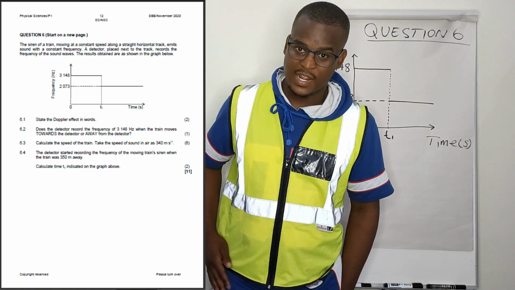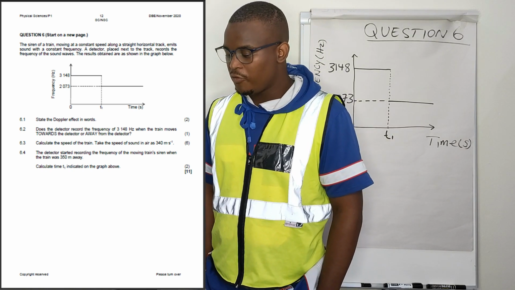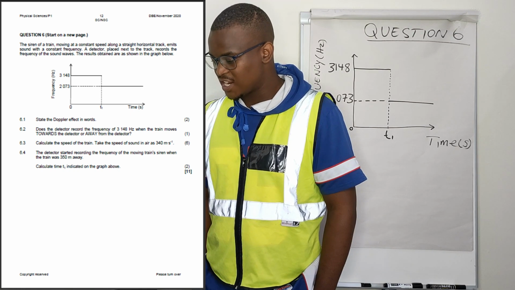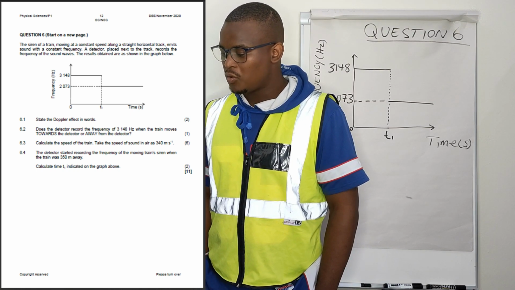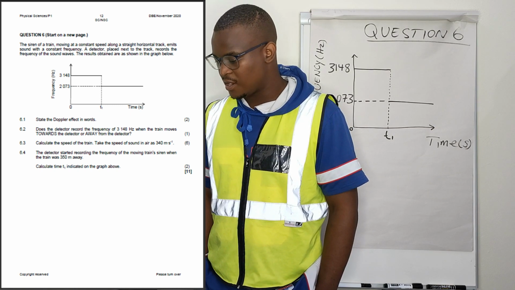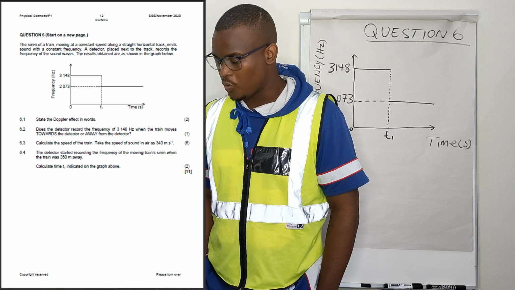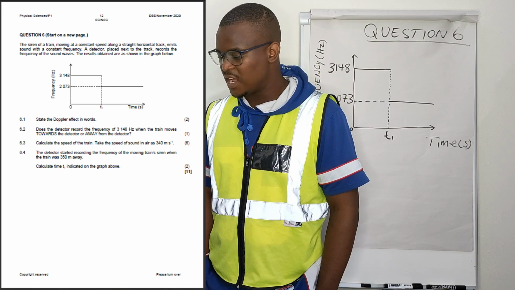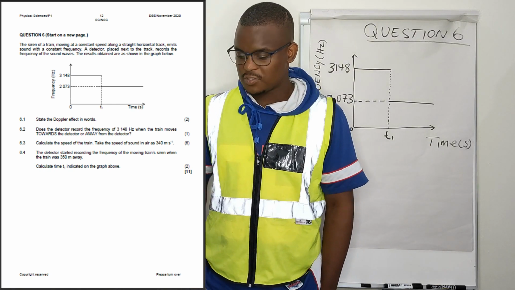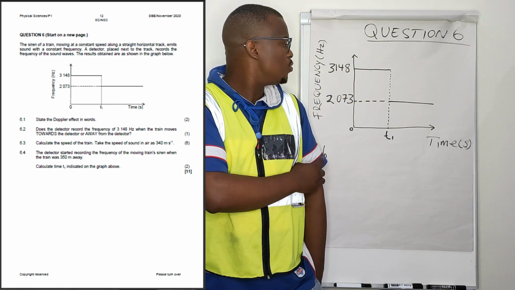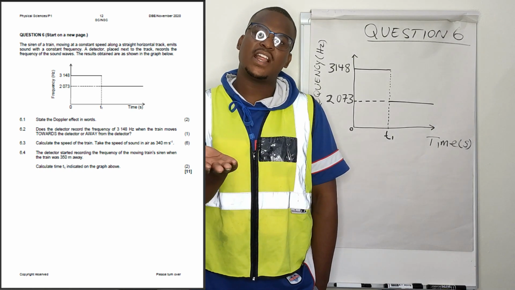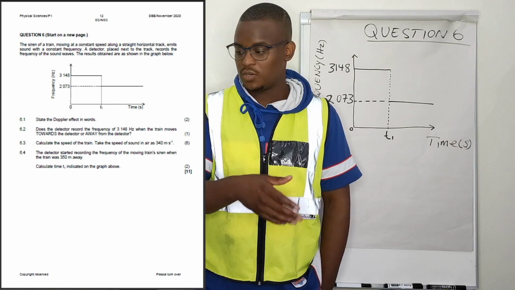So I will read the statement again. The siren of a train moving at a constant speed along a horizontal track emits sound with a constant frequency. A detector placed next to the track records the frequency of the sound waves. The results are obtained as shown below. So this graph shows the graphical representation of the sound waves that are detected by the detector. So let's go to the questions.